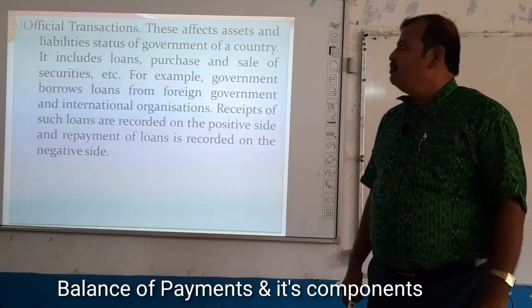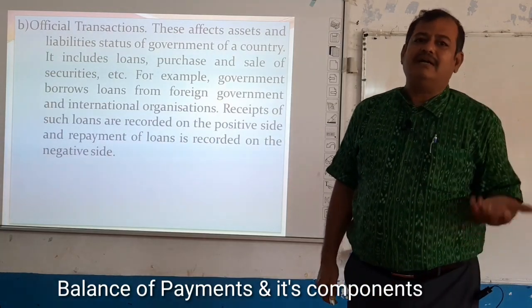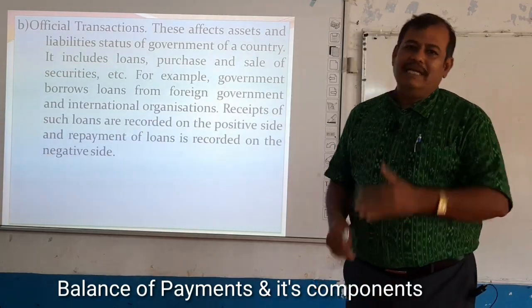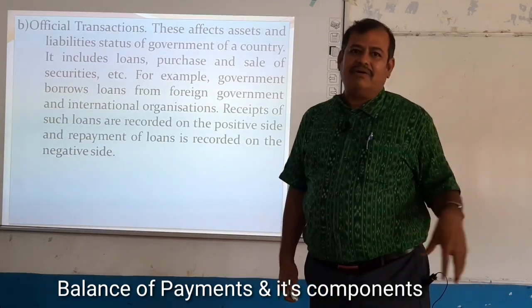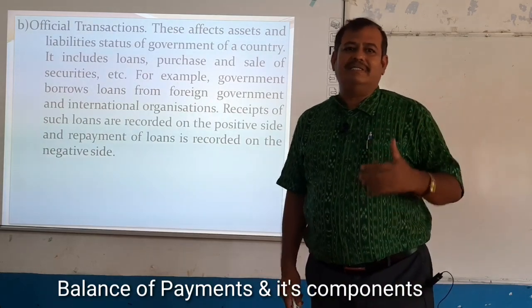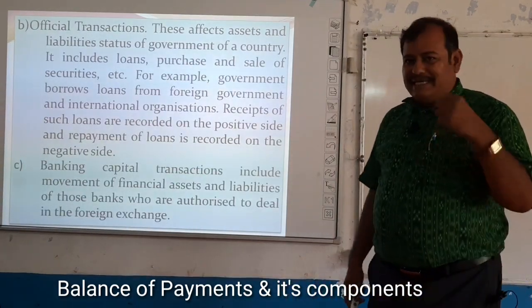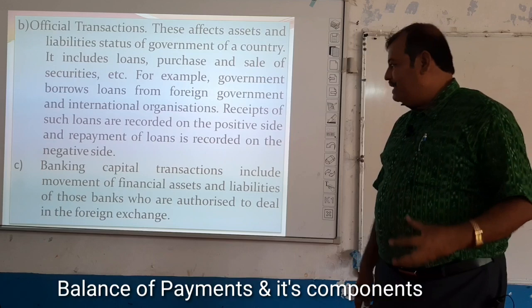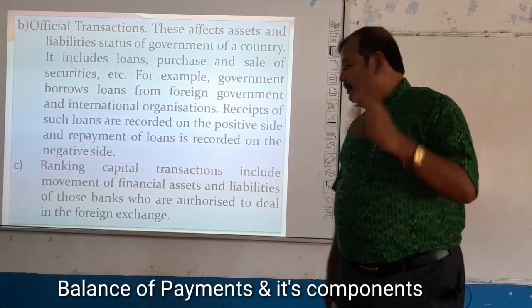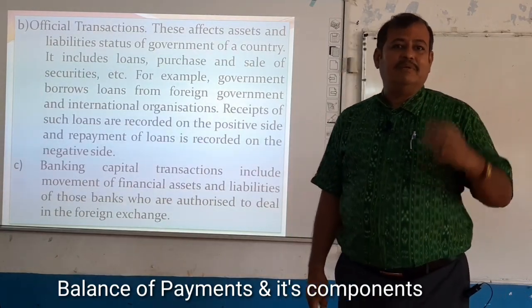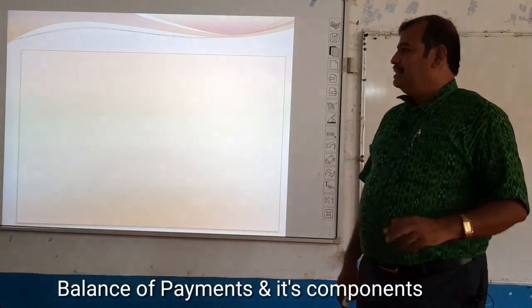Similarly, on the other hand, we have official transactions, means the government is also making purchases or sales of assets in the rest of the world. Similarly, foreign governments are also making purchases and sales of financial assets in our country, for which our assets or liabilities are increasing or decreasing, and that comes under official transactions. And banking capital transactions include the movement of the financial assets and liabilities of those banks which are authorized to deal with foreign exchange, means only the transactions of the banks which are dealing with foreign exchange come under this capital account. These are the 3 items.